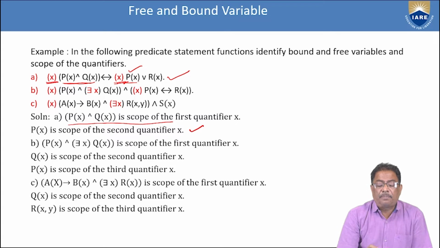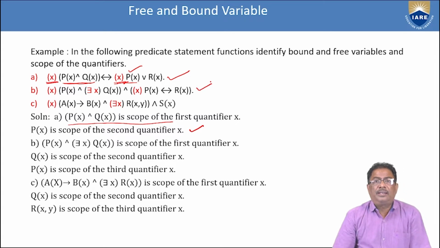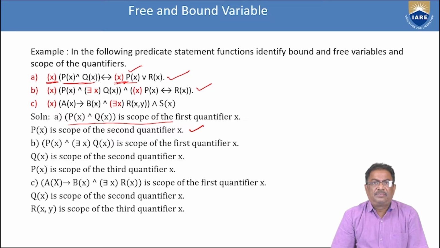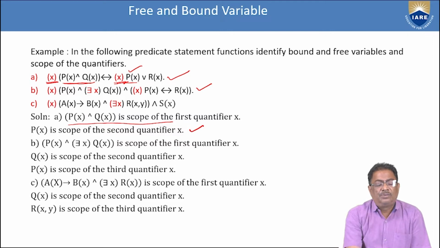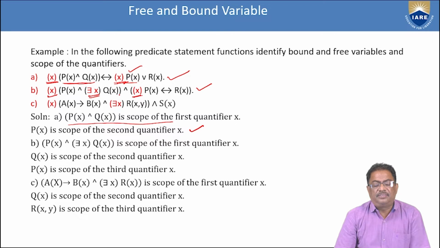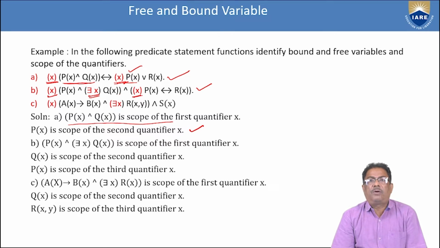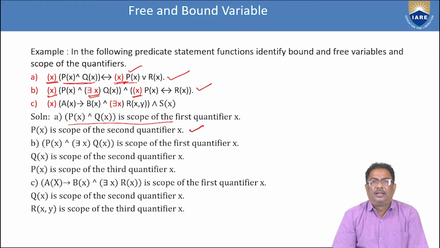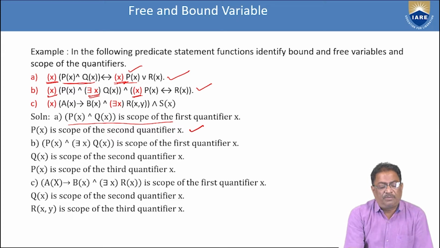And for the second example, for all x, p of x, and there exists x, q of x, and for all x, p of x biconditional r of x. So here, wherever the quantifiers are, these are all bound variables, which we represent with the red color. And of course, the scope of the first quantifier is p of x. So the first one is p of x, and there exists q of x.